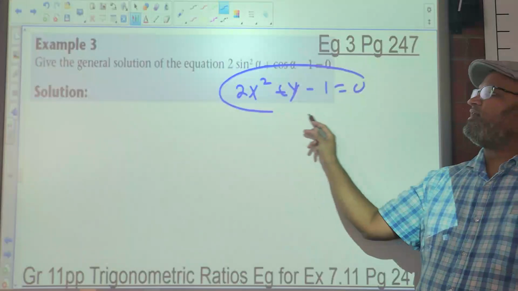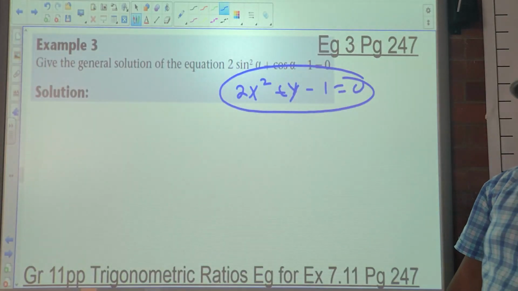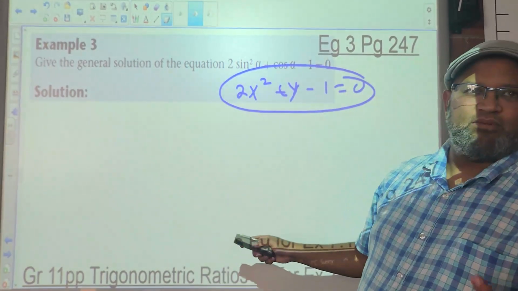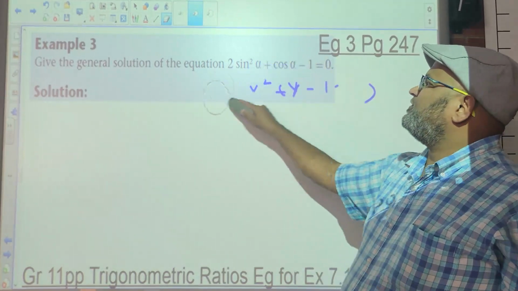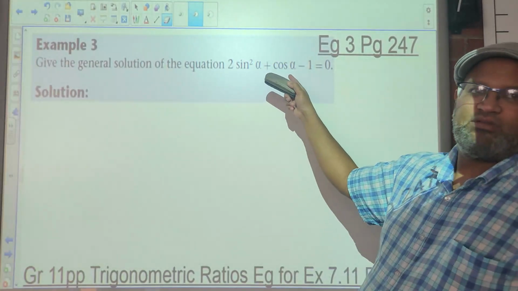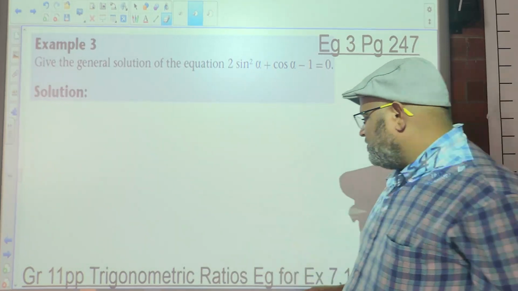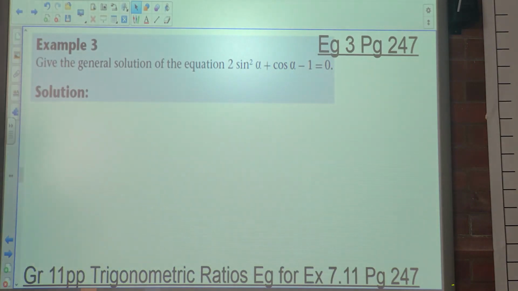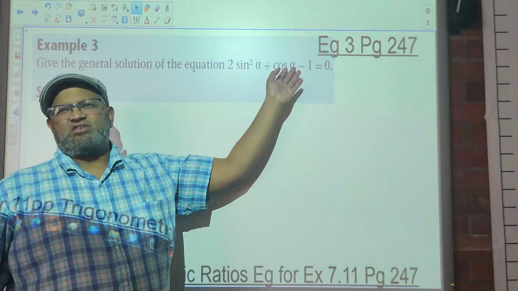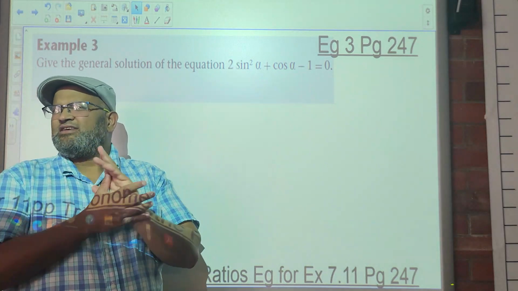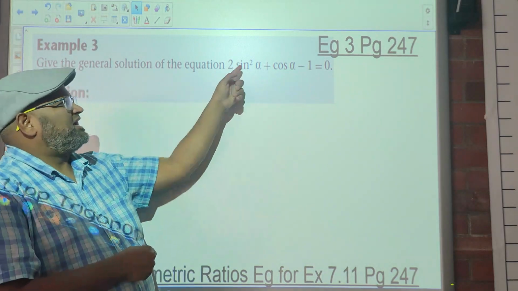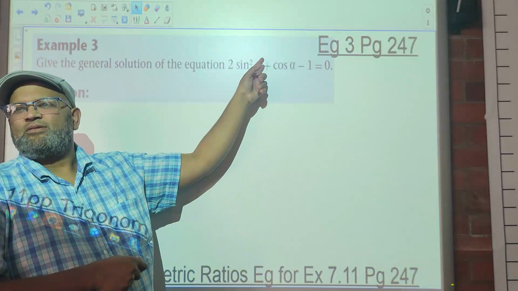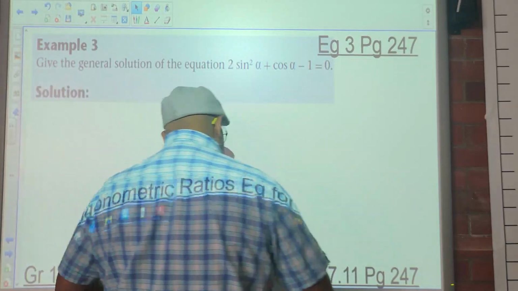So could I have factorized that? No, it has to be in the same variable, not so. So is sine alpha the same variable as cos alpha? No. So what we need to do here is we either need to change sine to cos or cos to sine. But could I change this cos of alpha? Could we have changed that? No. But we can change sine squared alpha.